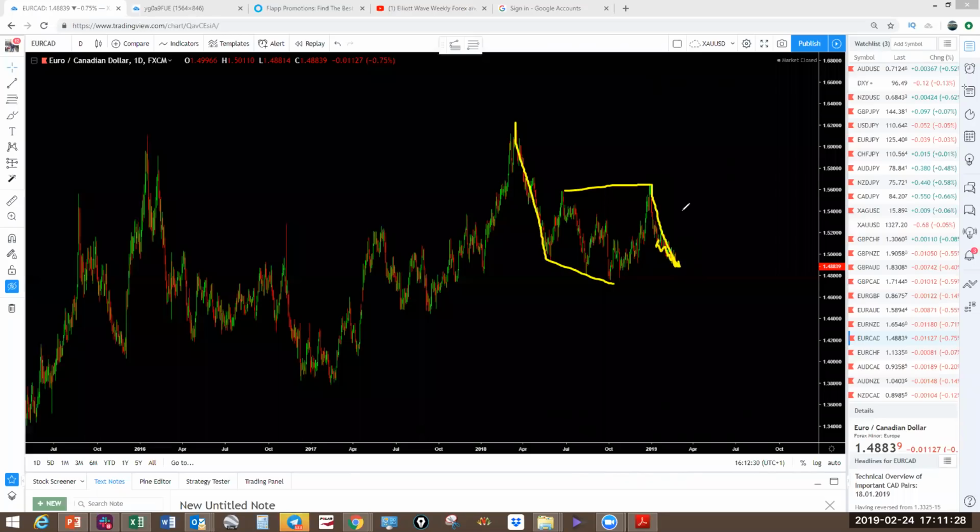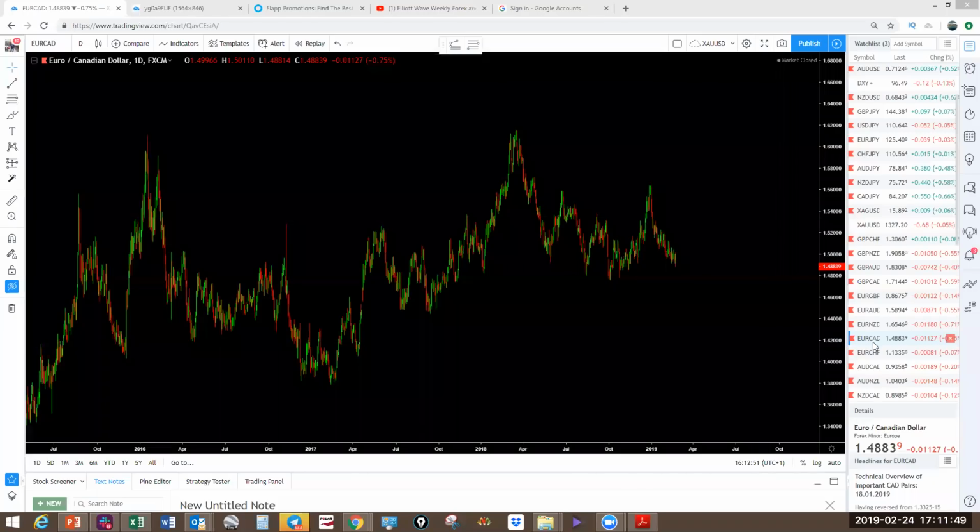But at some point, there's a possibility that I showed last week that this may make a slight move like this, a fractal move like this one, fractal move like this one, before it completes this move to the downside. Okay, so let's see if we're going to get that. That will be an entry to complete the last move here on EURCAD.